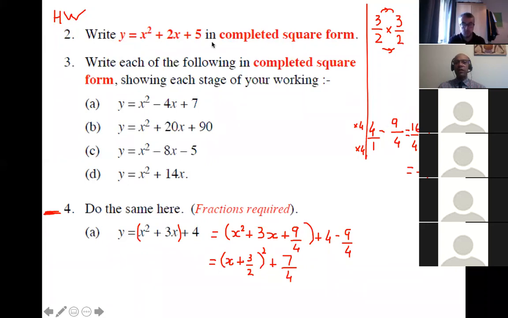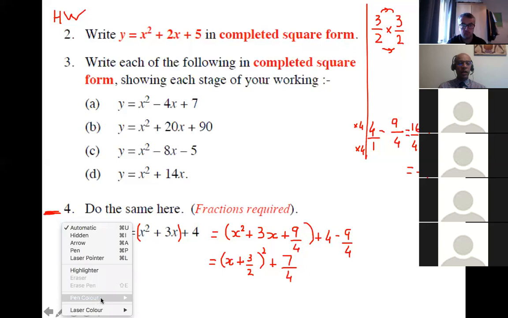The first question from the homework was to write y equals x squared plus 2x plus 5 in completed square form. In order to do that, we look at the factor 2 here. We took half of that number and put x plus 1 squared. And then because we had a 1 at the end, we needed to compensate.